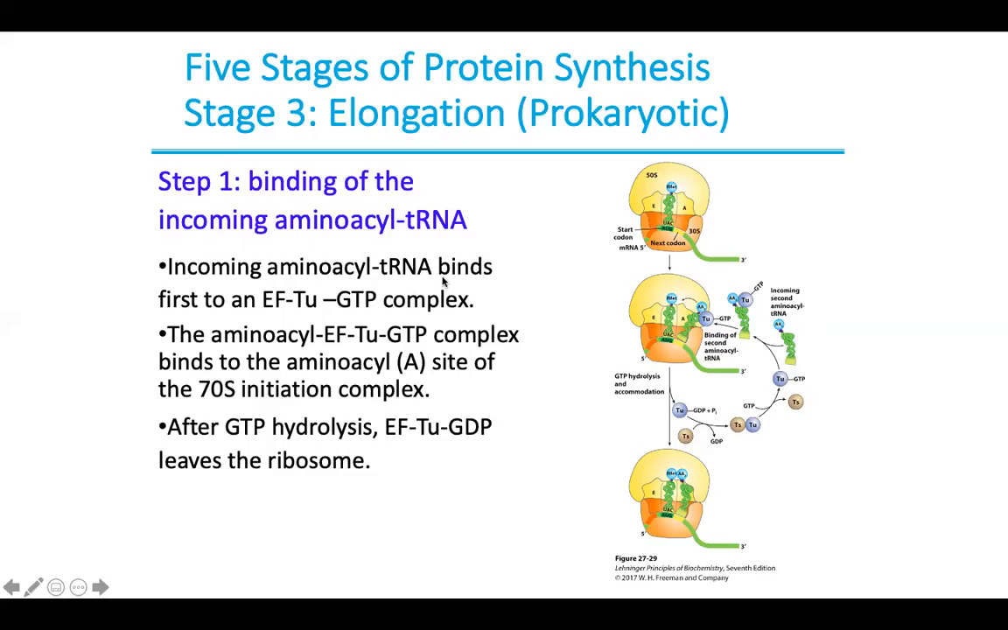The incoming aminoacyl tRNA binds first to an elongation factor GTP complex. So this aminoacyl EF-GTP complex binds to the aminoacyl site of the 70S initiation complex. You see this green one, this is the aminoacyl tRNA. That aminoacyl tRNA binds to the GTP complex, which is an elongation factor. This complex now binds to the A site of the initiation complex. After GTP hydrolysis, the EF-GDP leaves, and this proceeds the elongation.